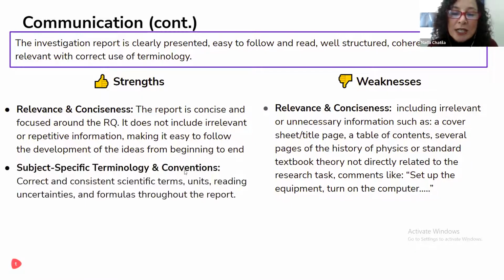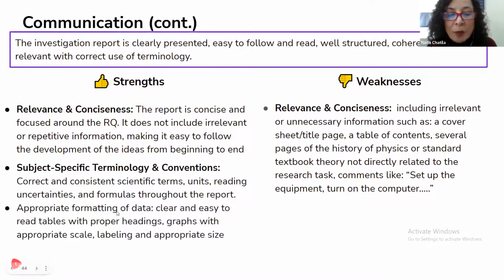Specific terminology and convention, correct and consistent. The word consistent is very important, and we will see why. Scientific terms, units, reading uncertainties, formulas throughout the report. Appropriate formatting of data, clear and easy to read tables with proper headings, graphs with appropriate scale, labeling and appropriate size.